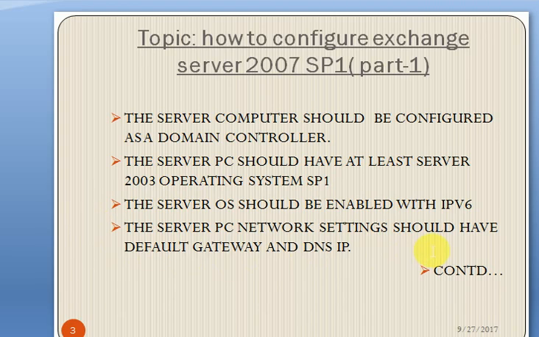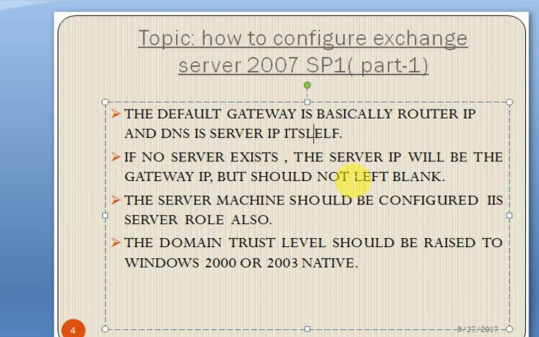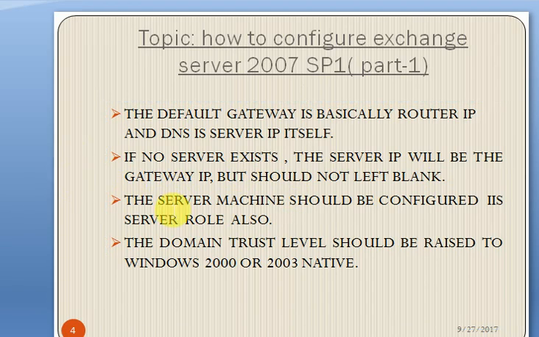It is also done. The server PC network settings should have default gateway and DNS IP. Yes, it is already assigned an IP address and DNS IP. The default gateway is basically the router IP and the DNS is the server IP itself. It is also accepted and assigned. If no router exists, the server IP will be the gateway IP. It is also considered. The server machine should be configured with the IIS server role also. Yes, it has been assigned the IIS server role for Exchange server pre-installation purposes.